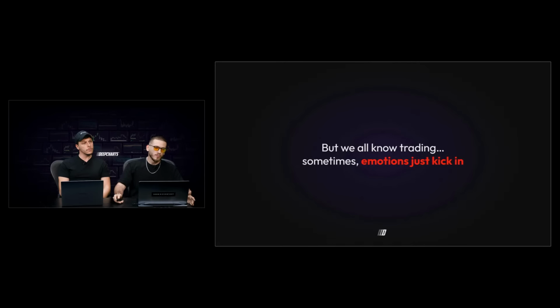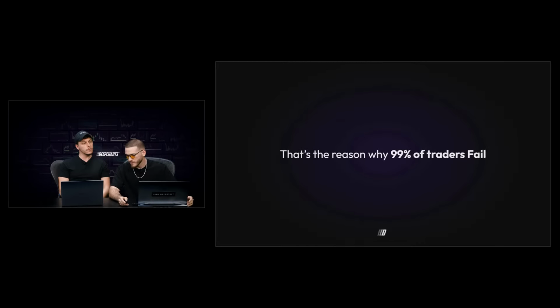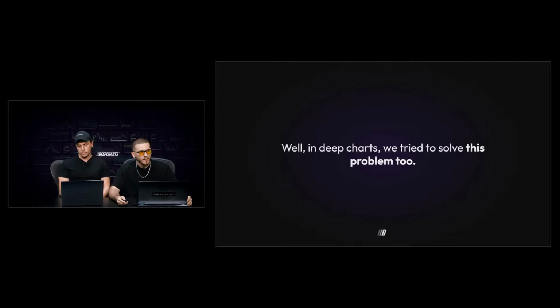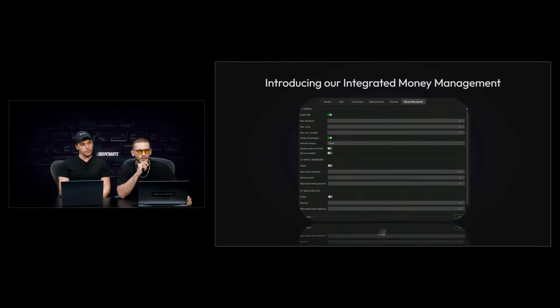But as we all know, sometimes emotions kick in. And that's the reason why 99% of traders ultimately fail. Well, in Deepcharts, we try to solve that problem too. Introducing our integrated money management system.